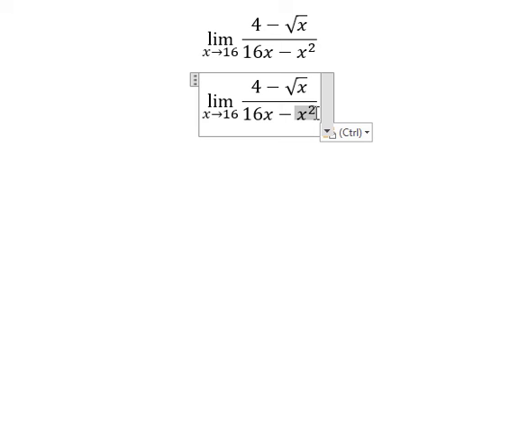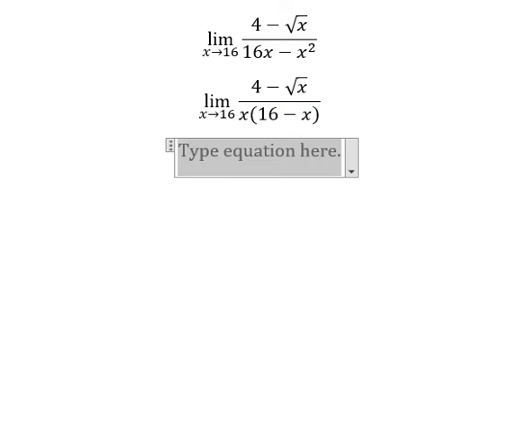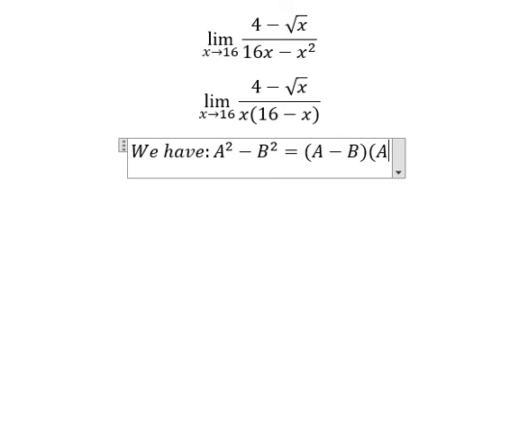We have x squared and x. We can do factorization. Next, we have the formula in here. That's a squared minus b squared equals a minus b multiplied by a plus b.